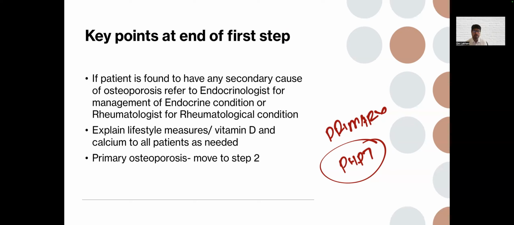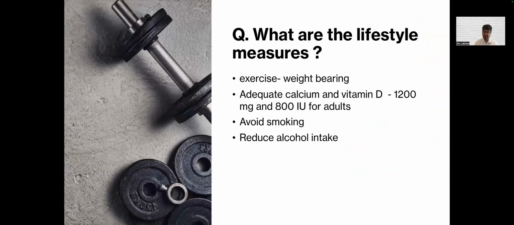And then finally, if you ruled out all these things, you ruled out secondary causes of osteoporosis, and you're dealing with a pure postmenopausal primary osteoporosis, then you move to the next step. That is the next step in the treatment of patients with primary osteoporosis. Now, we talked about lifestyle measures. So what kind of lifestyle measures should be encouraged for your patients?